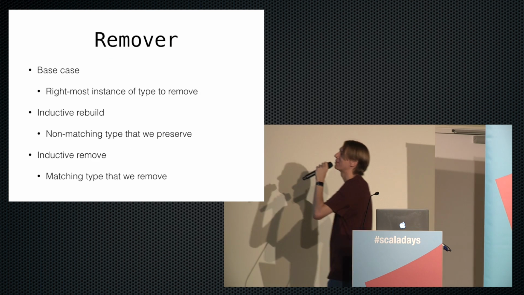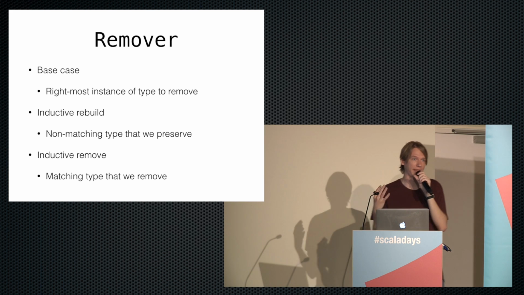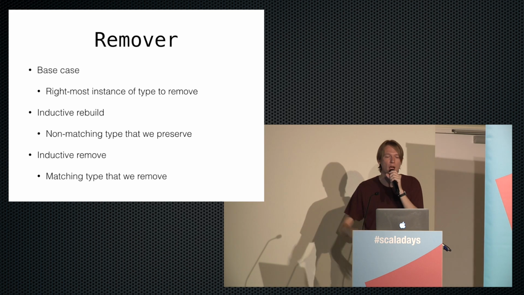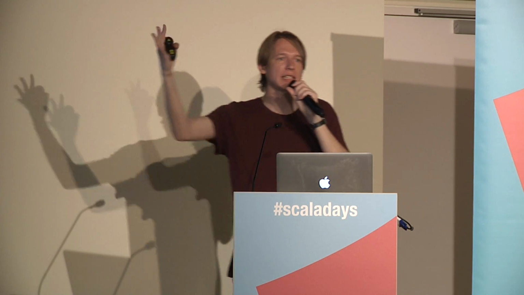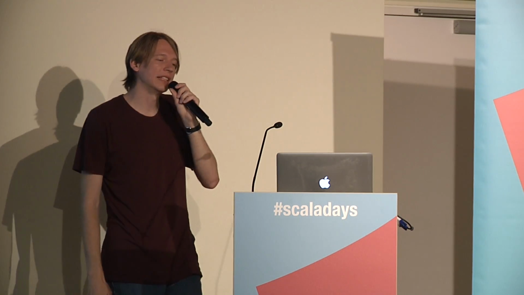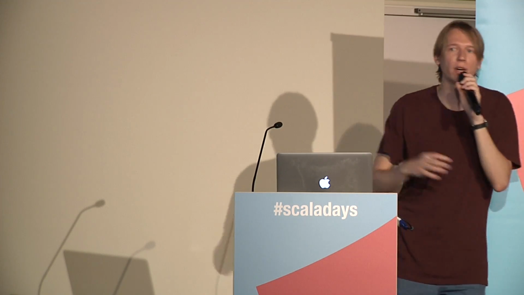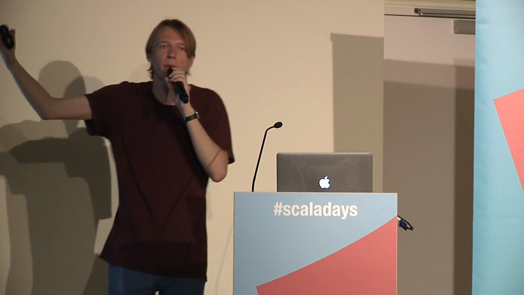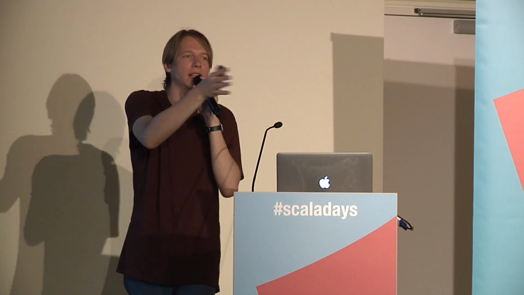Remover, okay, how are we going to implement this? Well, we're going to break it up into 3 different cases, and this basically mirrors how you would implement this function if you were implementing it at the value level. We're going to have a base case, which is the rightmost instance of the type to remove. So in other words, if you deconstruct the list, it's the very, very last instance of that type. We're going to have an inductive rebuild case, which is not matching the type that we removed. So in other words, we found a type to remove, we removed it, now we're putting the list back together again, and we're passing over types that we don't care about, right? Types that we just want to put back in the list.